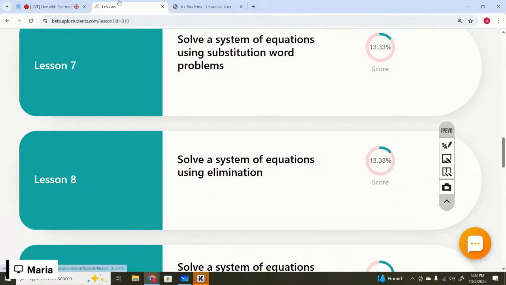We're going to start with the chapter System of Linear Equations. The lessons we're going to cover today are, let's just start with the lesson that is solve a system of equations using elimination. What problems you can do on your own.